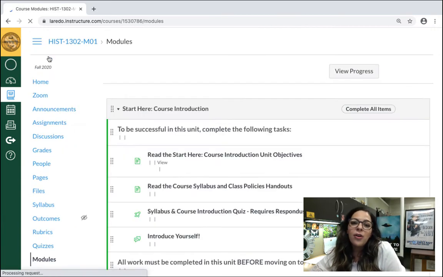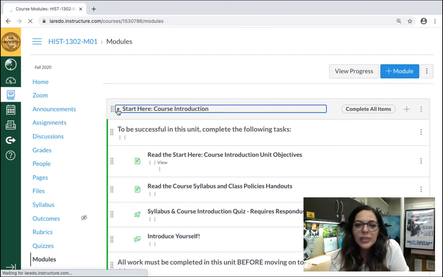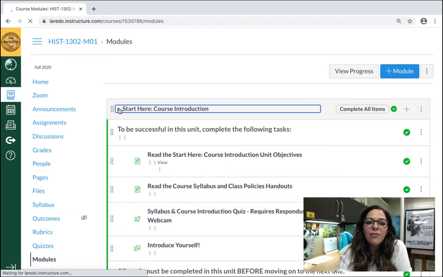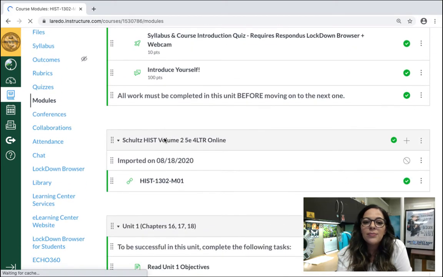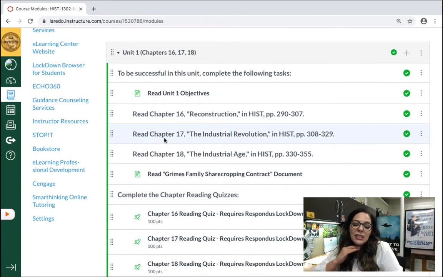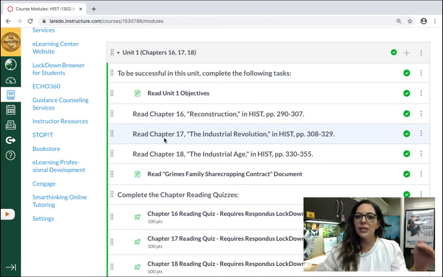we are working on the first unit that is not your course introduction, right? So we're going to be jumping in. The very first unit, which is chapters 16, 17, and 18, right? We're going to start with reconstruction. So if you go straight to the module section, you'll see there. What is it that I'm supposed to be doing?